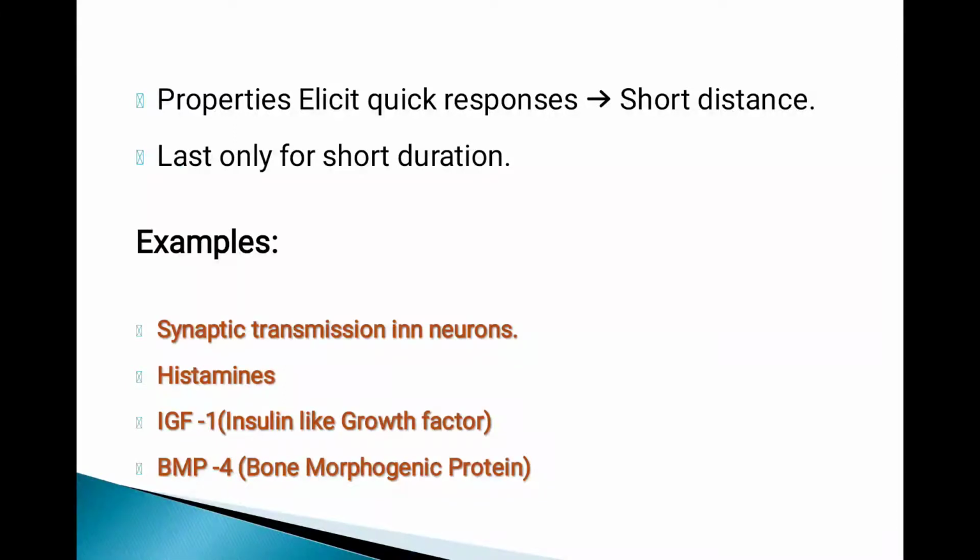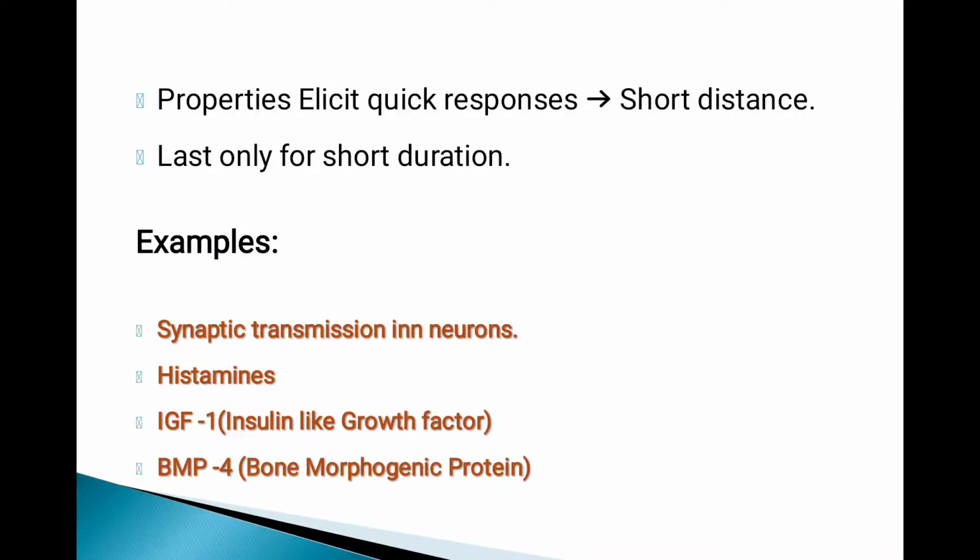Coming to the properties of paracrine signaling, as I said, they elicit a quick response due to the short distance between two cells. The response lasts for a short duration because, to convey the next message, the response lasts only for a short duration. The enzymes present in the extracellular fluid or matrix are going to degrade the chemical signaling molecules.